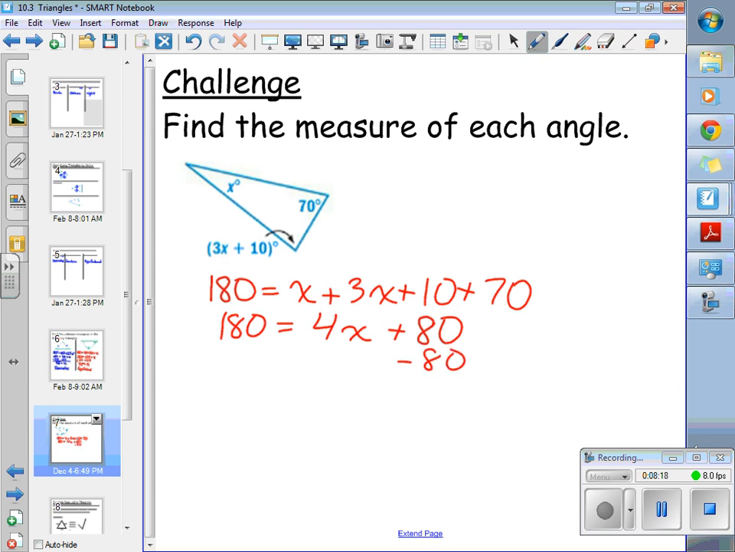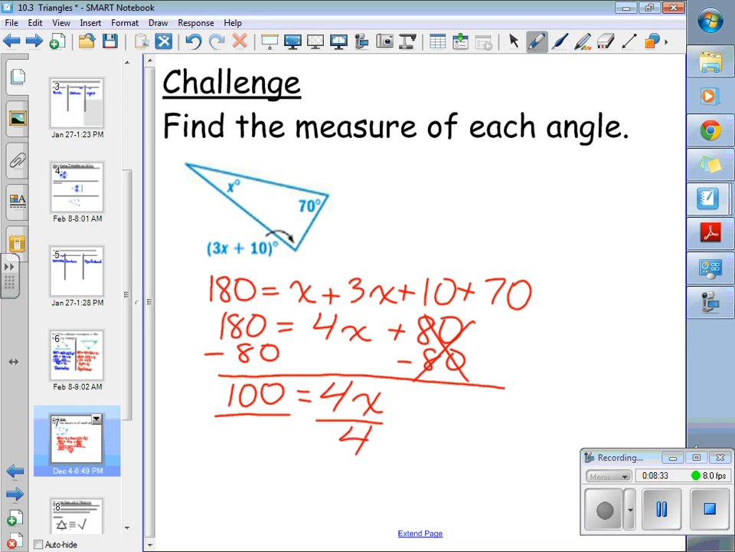Subtract our 80 on both sides, and we get these guys canceled out. 4x on this side and 100 on this side. Divide both sides by 4, and x is equal to 25.